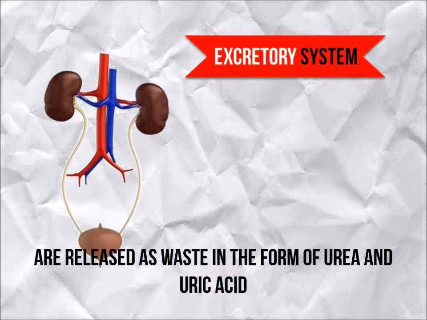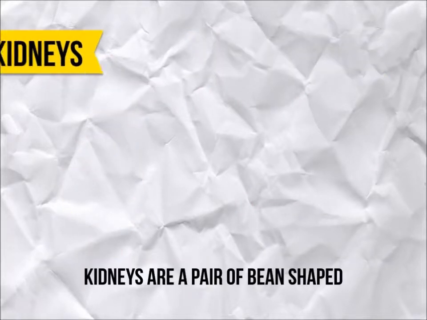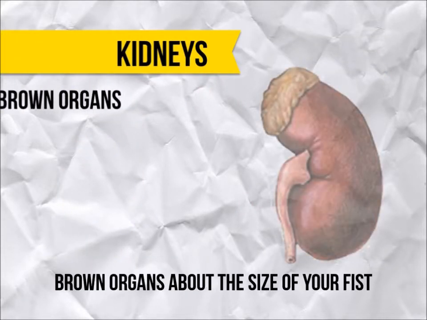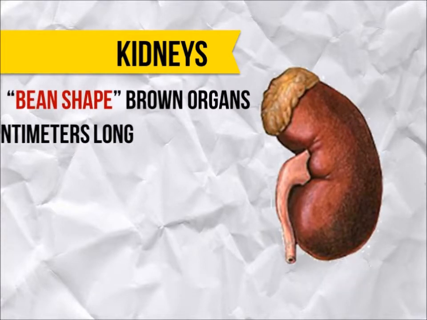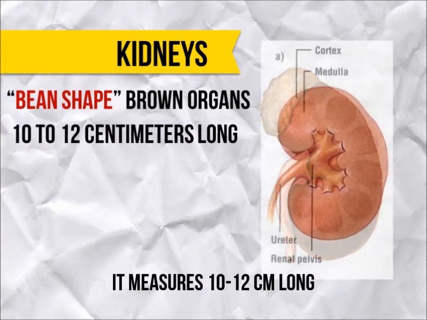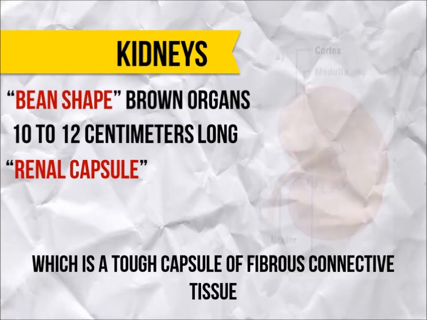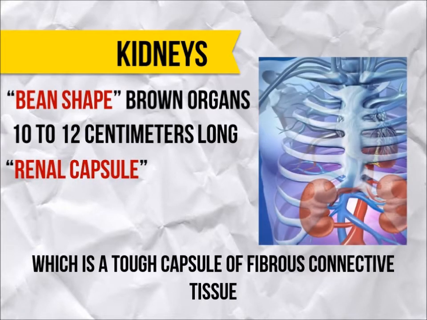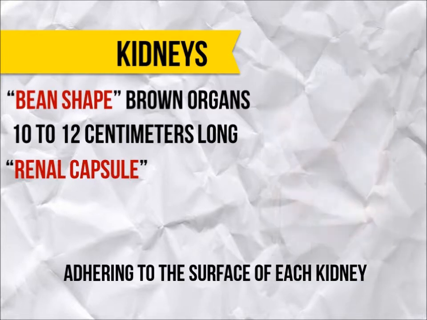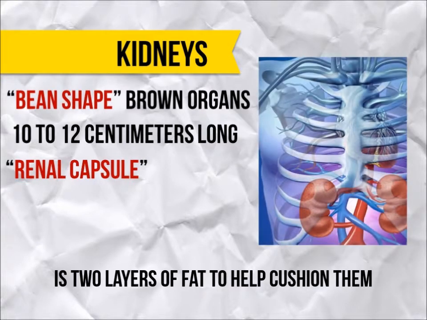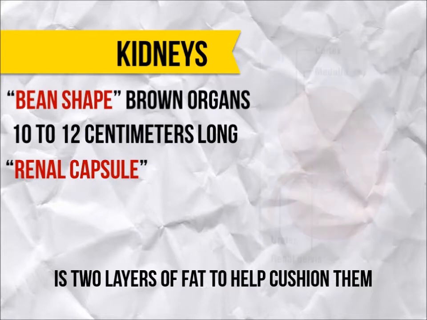and uric acid. Kidneys are a pair of bean-shaped brown organs about the size of your fist. They measure 10 to 12 centimeters long. They are covered by the renal capsule, which is a tough capsule of fibrous connective tissue. Adhering to the surface of each kidney are 2 layers of fat to help cushion them.